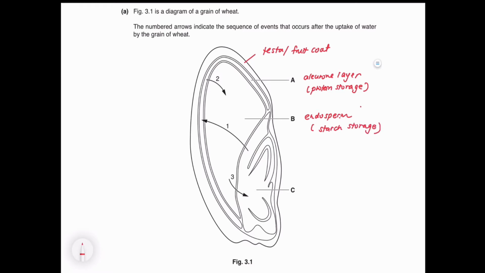As for part C, this is the only living part of the seed, known as the embryo. Within the embryo, you will be able to see the embryonic shoot, sometimes also known as the plumule, and the embryonic root, also known as the radicle.